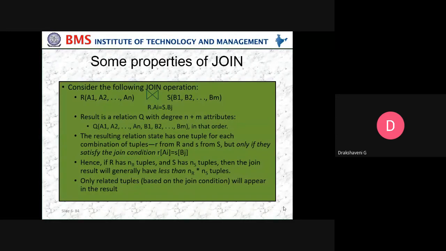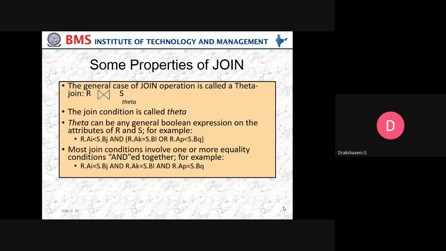R and S are the two relations. In R we have A1 to An, and in S we have B1 to Bm, which results in the relation Q with degree n plus m attributes. Some properties of join: the general case of join operation is called a theta join. We write R join S with theta as the join condition. Theta can be any general Boolean expression on the attributes of R and S.